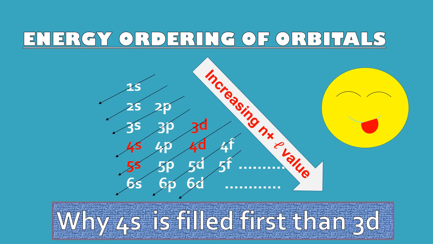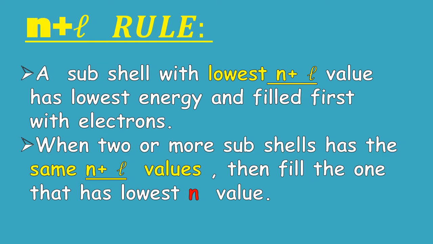So friends, here the question is how can we find out the energy of the orbitals? It's very simple. We can easily find out the energy of any orbital by using the n plus L rule. So what is the n plus L rule? According to this rule, a subshell with the lowest n plus L value has the lowest energy and is filled first with electrons. When two or more subshells have the same n plus L value, then fill the one that has the lowest n value.